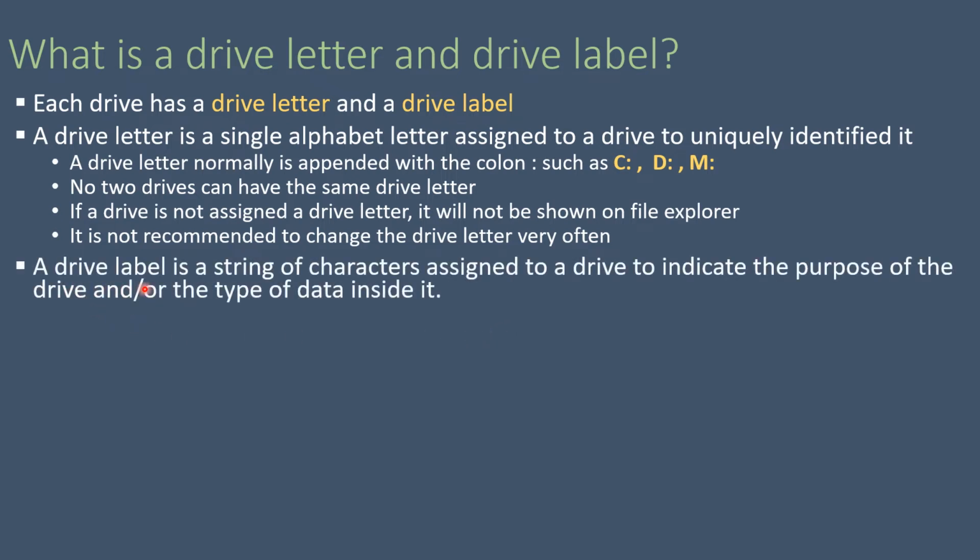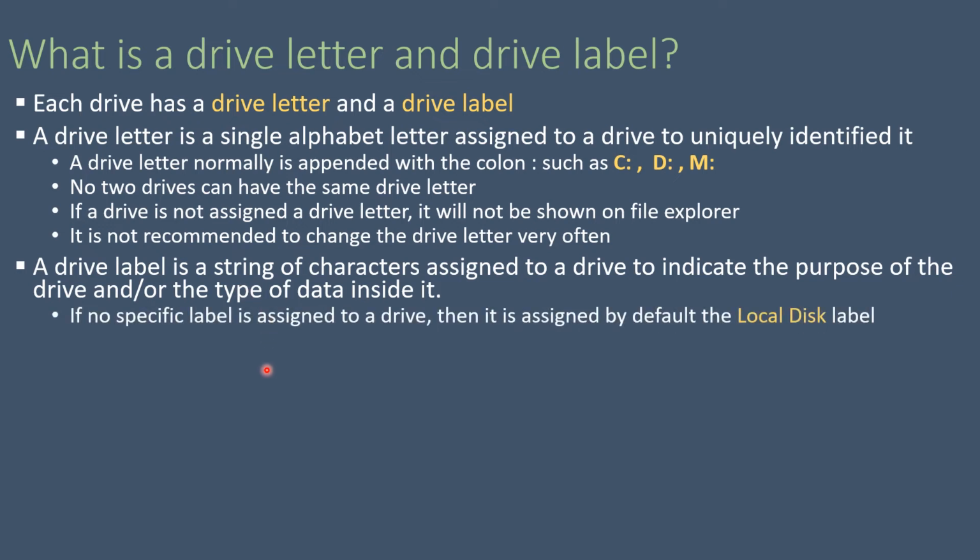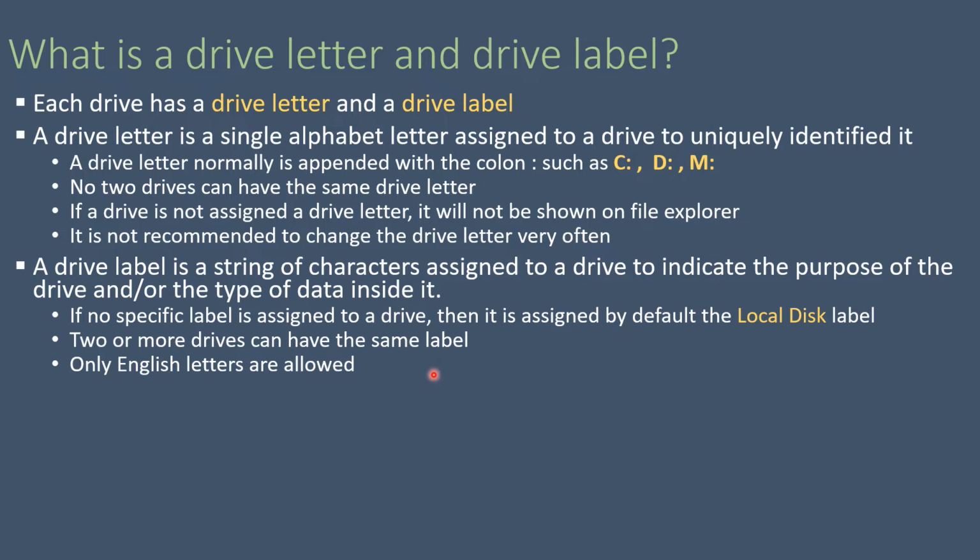Now, about the drive label: it is a string of characters assigned to the drive to indicate the purpose of the drive and/or the type of the data inside it. So simply, it's a name. If no specific label is assigned to a drive, then by default it is assigned the label Local Disk. You may have two or more drives with the same label, but it's not recommended.